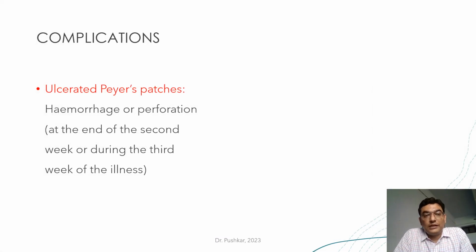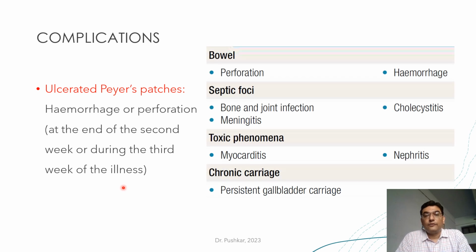Now, what are the complications? If the patient is untreated, then those Peyer patches which are ulcerated may hemorrhage or may even perforate. And if they perforate, then it may cause sepsis. This all happens at the end of the second week or during the third week of illness. It is one very important complication of typhoid.